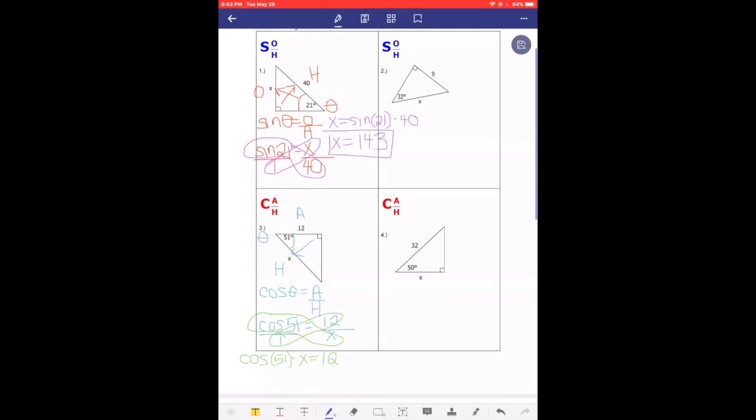Now to get that x by itself, I'm going to divide both sides by cosine 51. That would cross out on the left. So I want you to put into your calculators 12 divided by cosine 51. And when you do that, you'll get x equals 19.1.